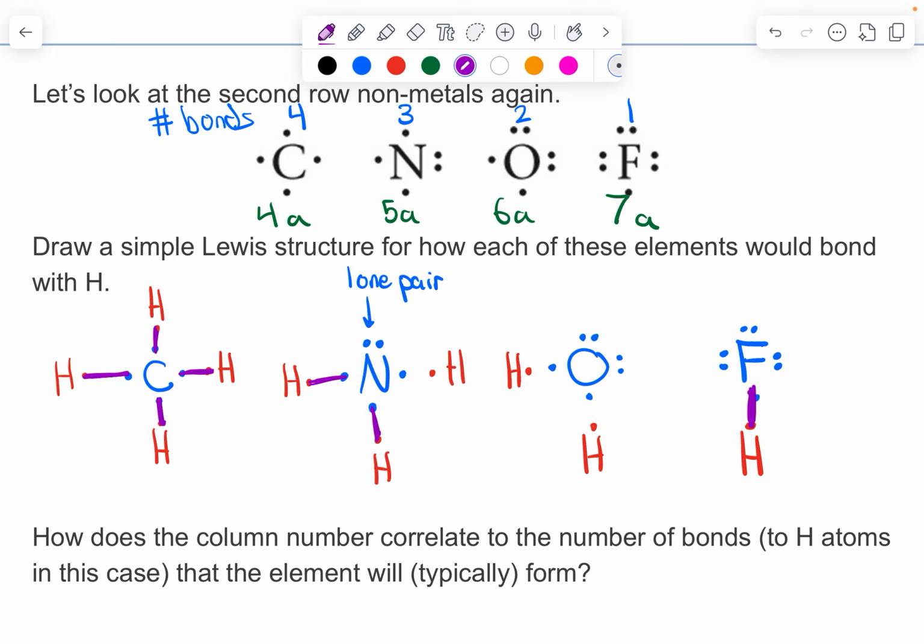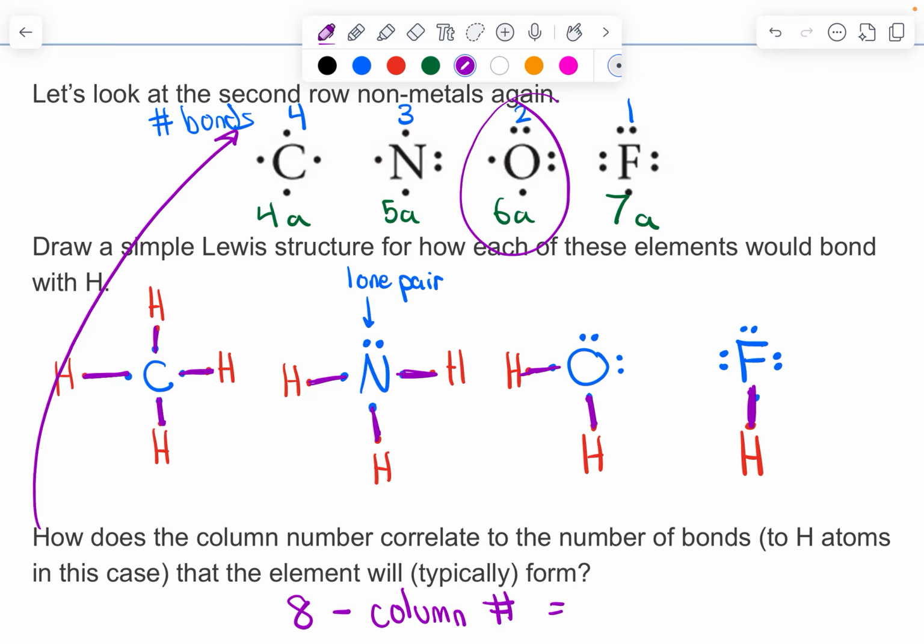Okay, so going back in and pairing up these electrons, this is what each of those elements would do in the presence of hydrogen, how they would bond with it. And this question down here, we already answered that up there. The column number correlates to the number of bonds by being 8 minus the column number, if you want to think about it in a very formal definition. So for oxygen, for example, 8 minus 6, that's 2 bonds. Okay? Number of bonds.